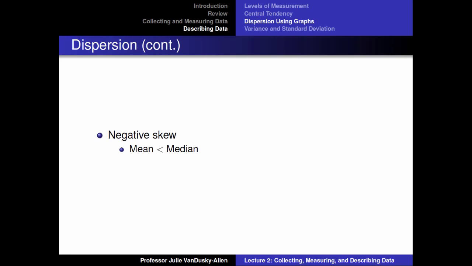Another way variables can be distributed is either with a negative skew or a positive skew. A variable becomes skewed when there are major outliers in the data that affect how the data are distributed. A variable has a negative skew when the mean is less than the median. This means that there are a handful of observations in the variable that take on extreme low values, and they are dragging the mean in a negative direction away from the median.